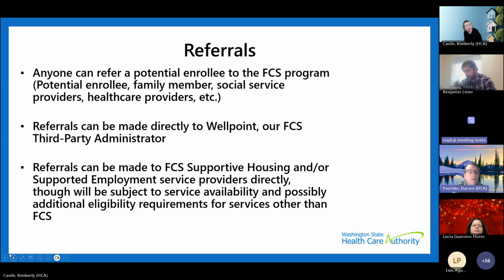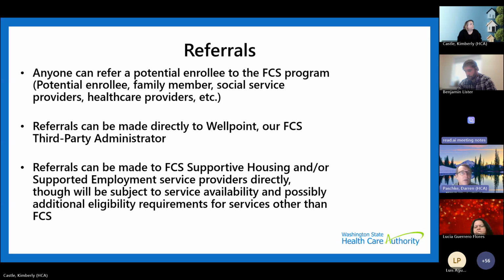We really like that open door piece to the FCS program. I've worked with people from the Department of Vocational Rehab going on to the FCS website to use the portal to refer somebody into the program. We can encourage family members as well, as one of their loved ones might need some of these support services that can be crucial to help them integrate into the community or be part of their community.